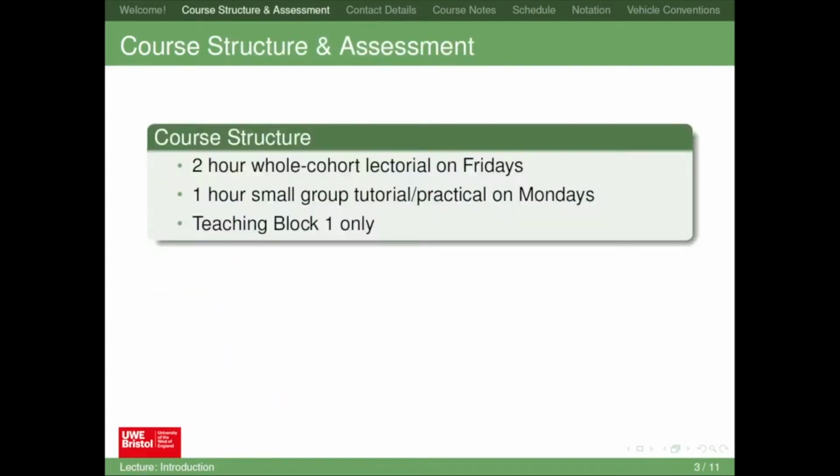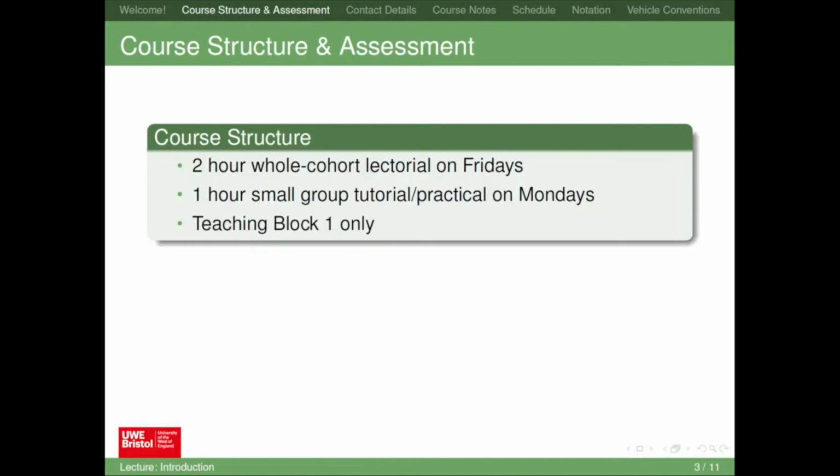So in terms of the structure, it's a 15-credit module, which runs in semester one only. So it's from now until the end of January. And for each week, we've got a 2-hour session with the whole cohort, so all of you, on a Friday, from 1 till 3, I think.